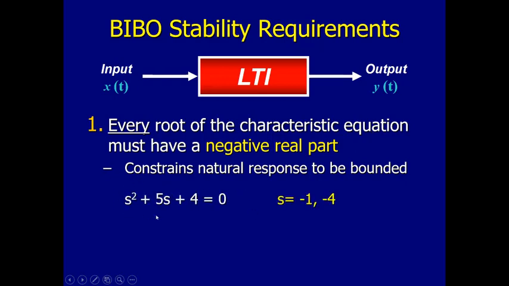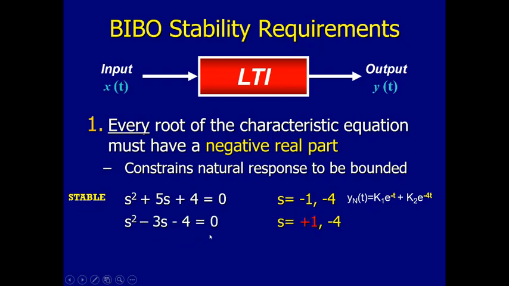So here, if this is the characteristic equation of our system, it has two real roots. They are both negative. This would be a stable system, because its natural response would be k1 e to the -1t plus k2 e to the -4t. These are both decaying exponentials, so the natural response is stable.